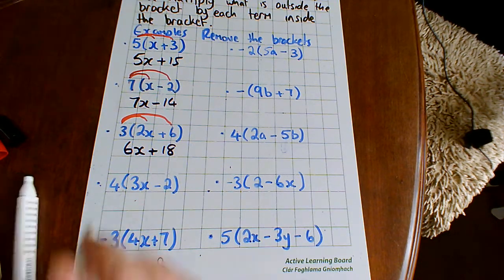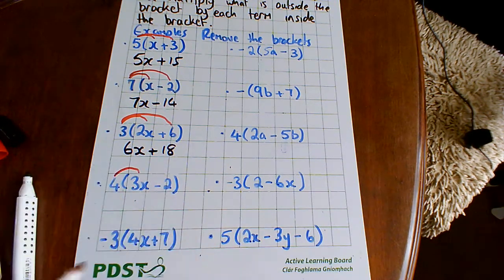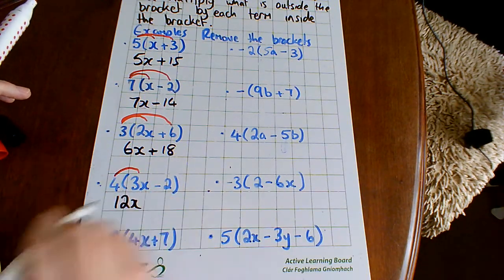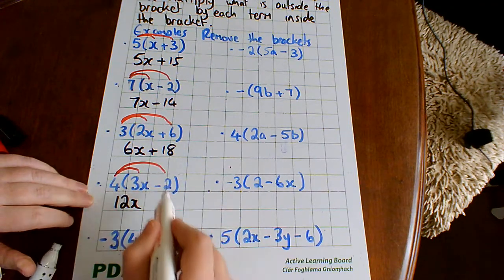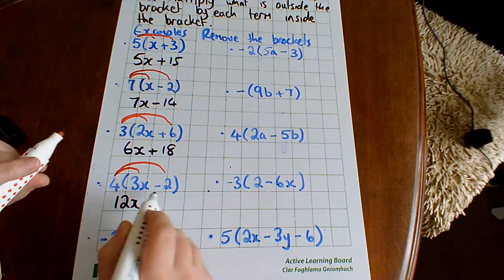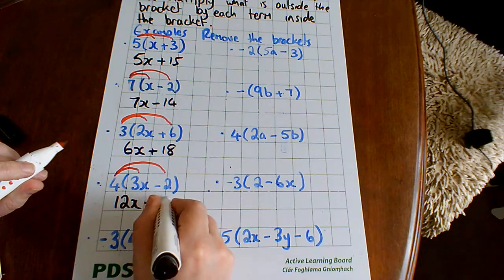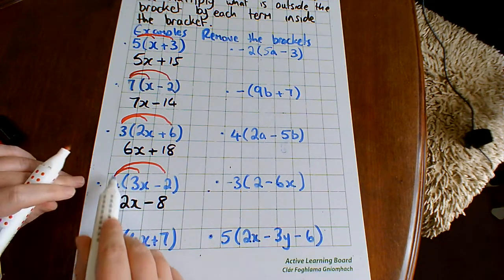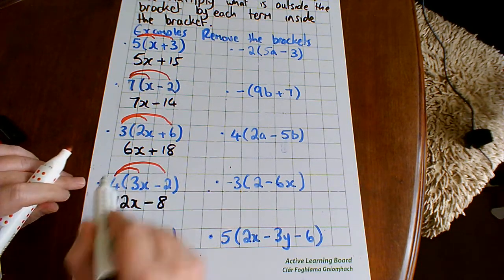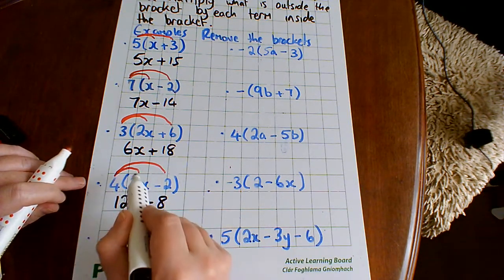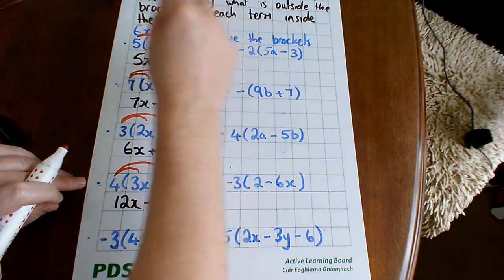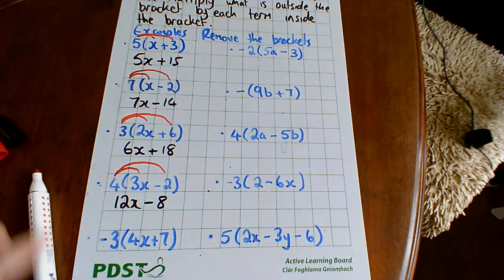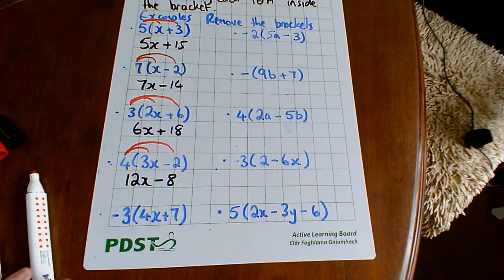Okay, next. 4 multiplied by 3x is 12x. And 4 multiplied by, and again look, here's a minus 2. It's a minus, so 4 multiplied by minus 2 is minus 8. One of the common things people do, they'll forget that it's multiply and they'll do 4 take away 2. No, when it's outside, you multiply by what's inside. Going back to this, to remove a bracket, we multiply what is outside the bracket by each term inside. So you should be getting the hang of these now. So we'll move on again.